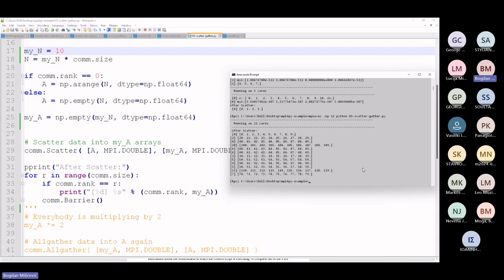We'll have 12 times 10, which is all the values from 0 to 120, but not including 120. And 0th process would have the first 10. First process will have the next 10. Second process the next 10. So in these brackets are the process indices, and in these brackets are the values that processes have. Do you have any questions about scatter maybe?